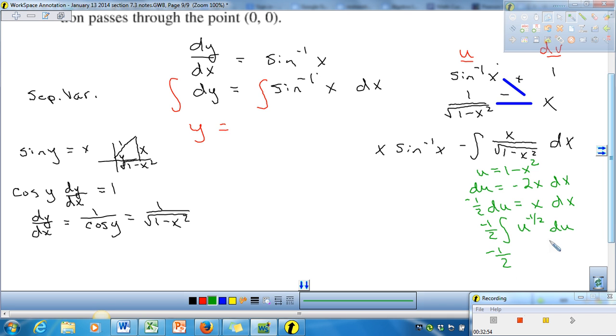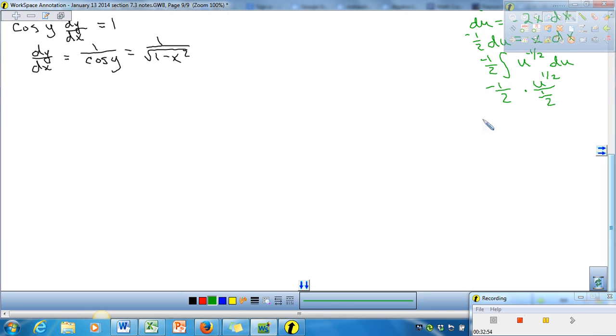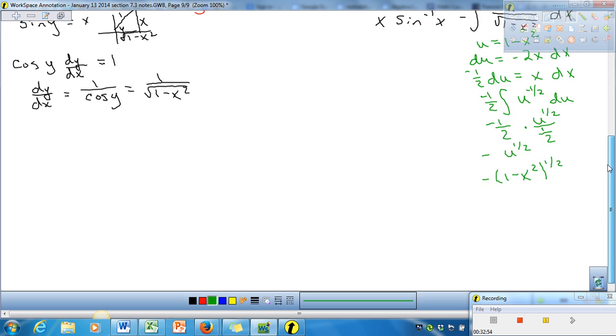Take the antiderivative. It's u to the what over what? Take the antiderivative of this. No. u to the 1/2 over 1/2. Oh, these skills, they disappear over Christmas, over break. All right, so now we have negative u to the 1/2, and our u was 1 minus x squared. All right, so that's what we get for that u substitution.